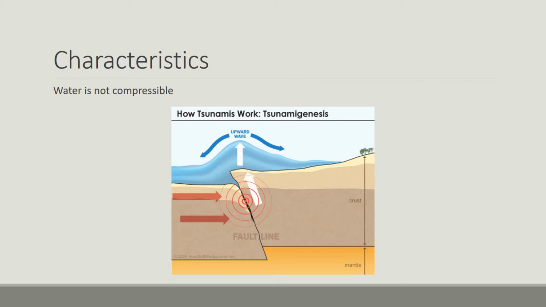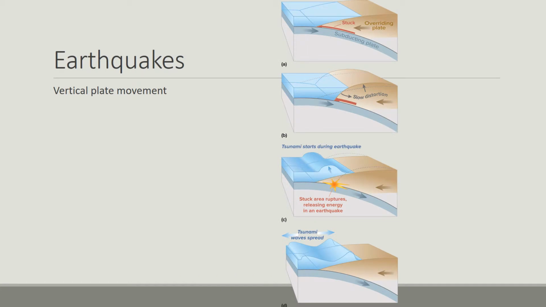Okay, so let's look a little more in depth in terms of earthquake cause. And we have this great image here on the right where we see our plate on the left is subducting under our overriding plate. Notice that it starts to pull that overriding plate backwards.